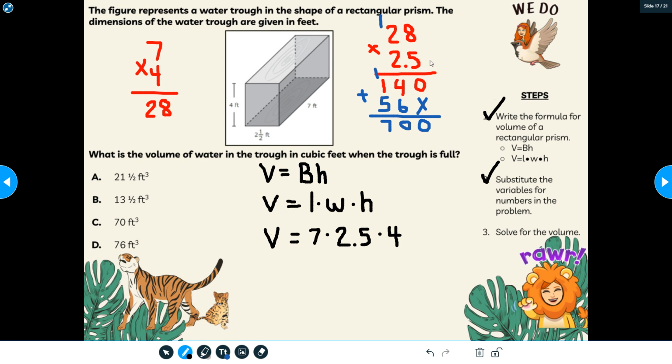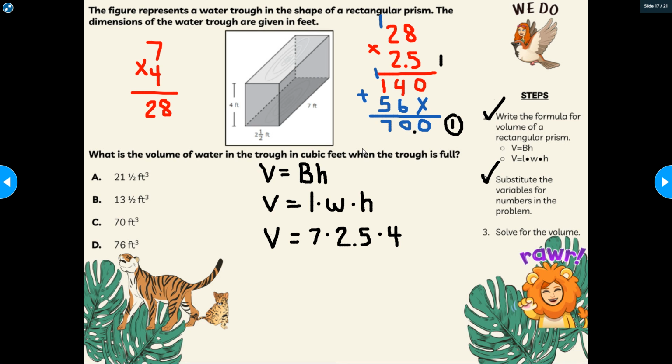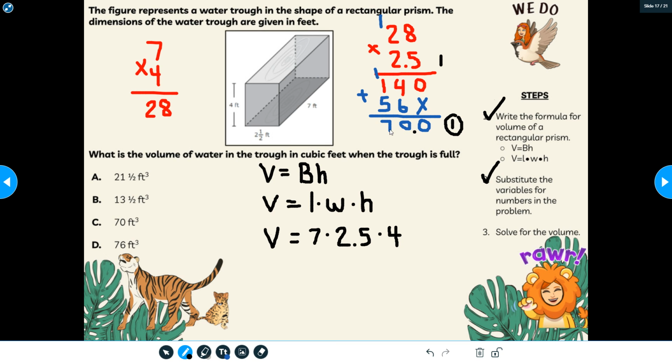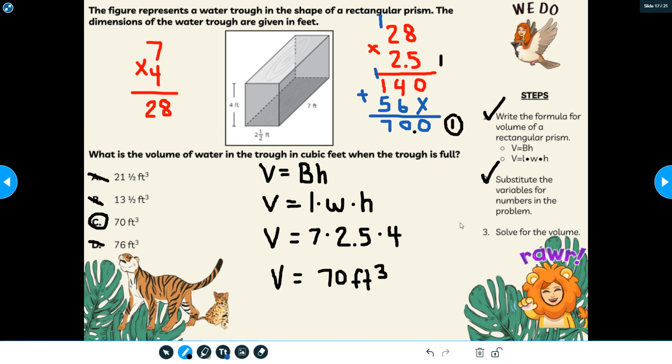So because I had one number behind the decimal here, I need to have one number behind the decimal in my answer. So that means that this answer is actually going to be 70.0, which we know is really the same thing as just 70. So my final answer is going to be 70 cubic feet. All right, so that was C. So make sure you copy this on your paper and then also copy it over on the next slide.